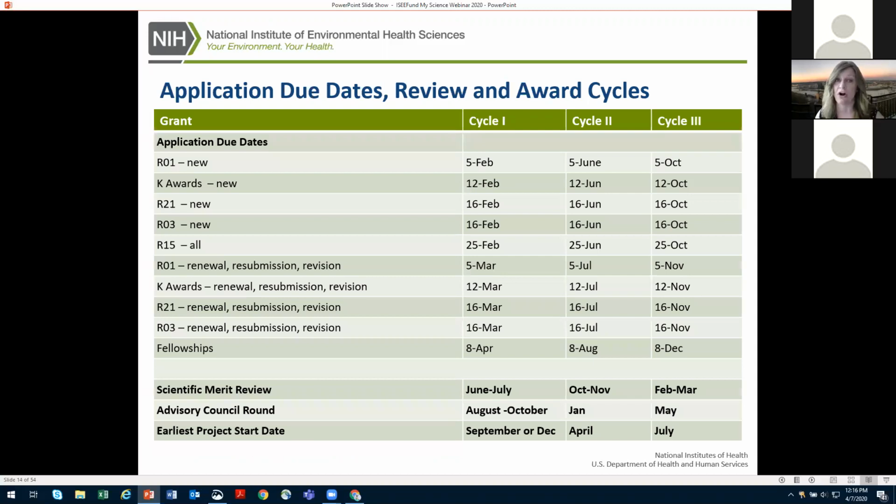So these are the standard application due dates and review and award cycles for unsolicited grants. These are grants not in response to an RFA, and those cycles are similar, whether it's an R01, an R21, or K. You can see as you get to an earlier stage and pre-doc, they give you a little bit more time, where you start here in February. The fellowships come in at the latest in April, and cycle 2, it's June, and then the fellowships are in August. But they're all circulating around and anchored in the scientific review period, the advisory councils, and the earliest projected project start date.